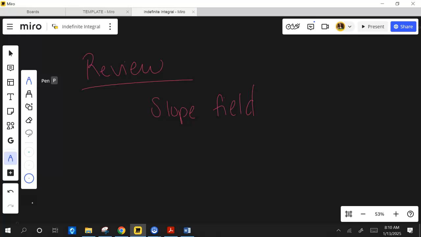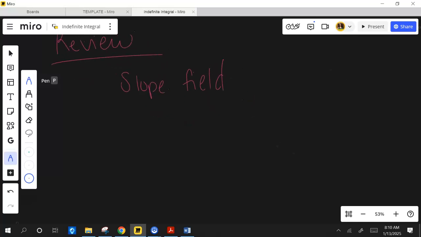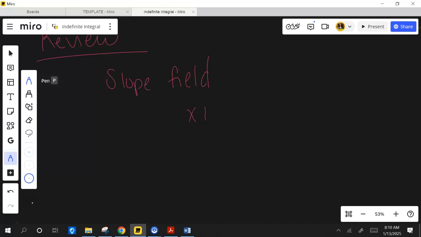Okay. We talked about slope field. Do you remember what slope field was? Where we do a little teeny tiny piece of a line for each. So just as a review, let's do a quick slope field. We'll do an easy one: dy/dx equals x plus y.